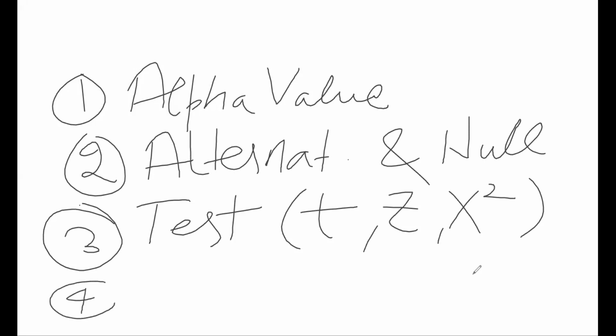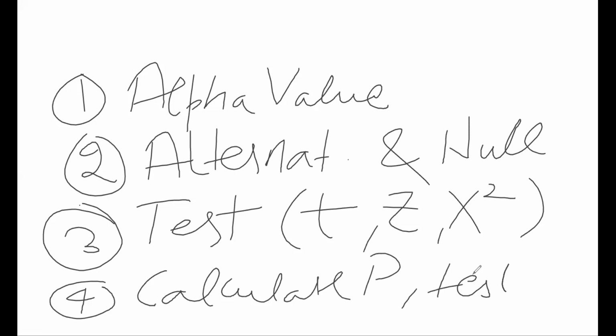Then fourth, we have to calculate the p-value or test statistics. Like if we are applying a t-test, we will calculate the t statistic. If we are applying a z-test, we will calculate the z statistic. After calculating these values, we will conclude our result. These are the basic steps that we apply in all different kinds of testing. So we will start with each point and discuss it in detail.